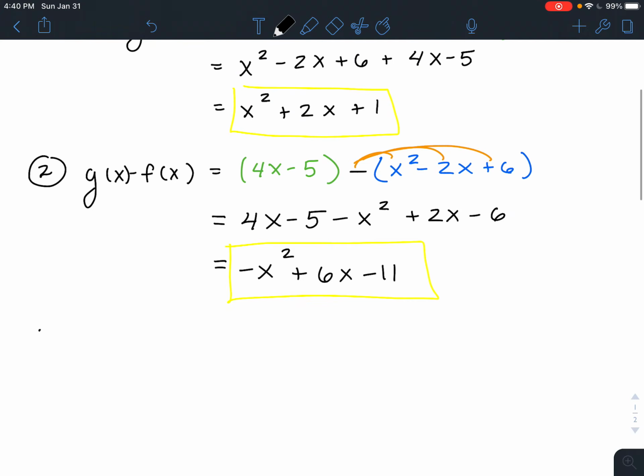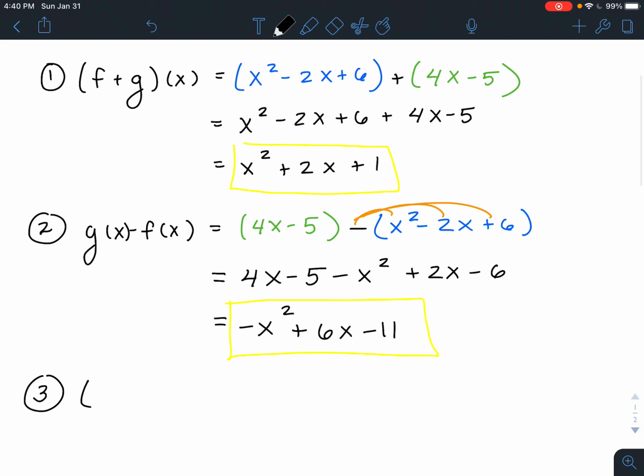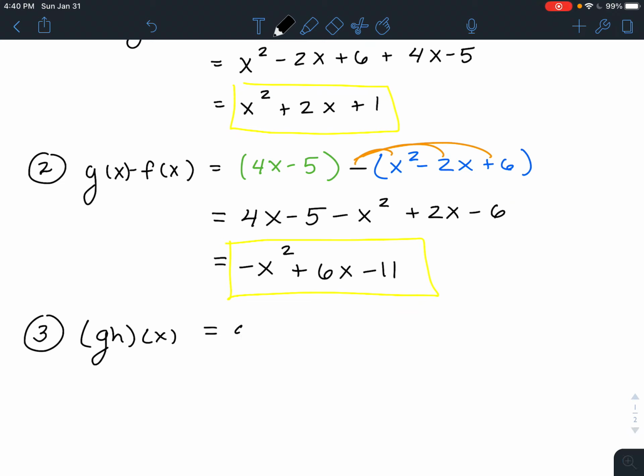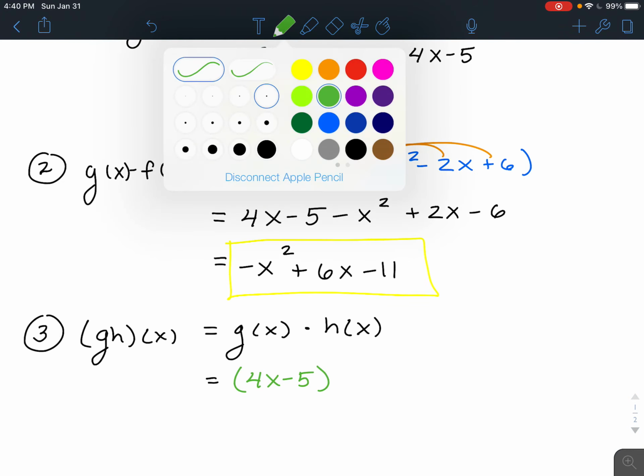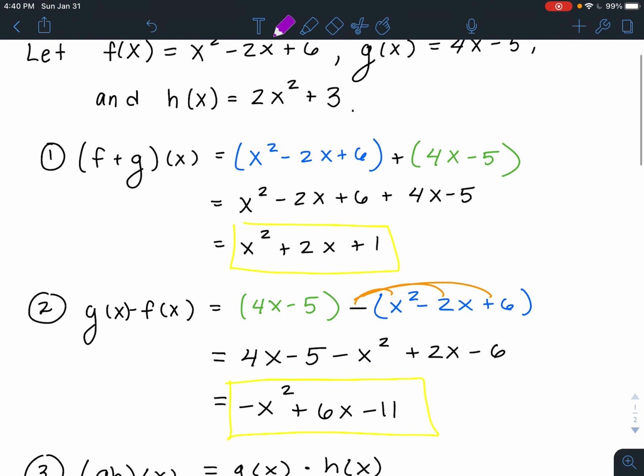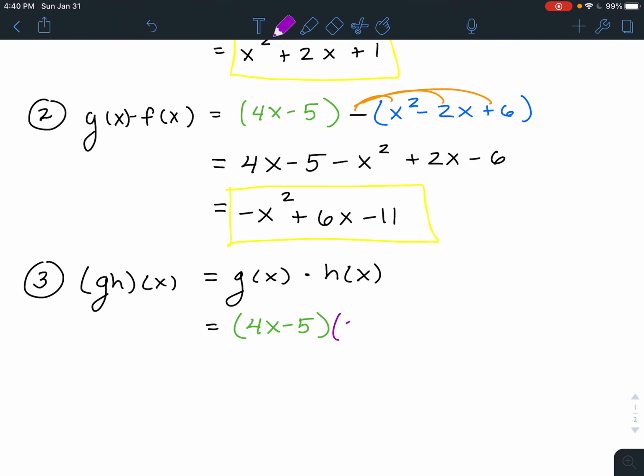And I'm going to do one more example here, and that's just going to be some function operations. So I'm going to do g times h of x. That's just telling me to do the g of x function times the h of x function. My g of x function was 4x minus 5. And my h of x function is, scrolling back up, 2x squared plus 3.